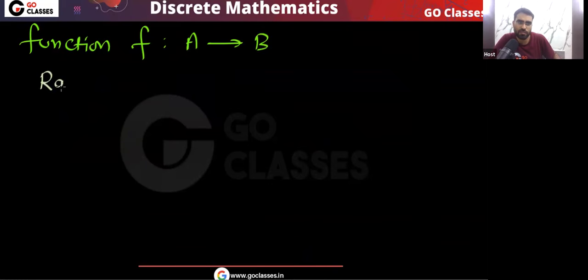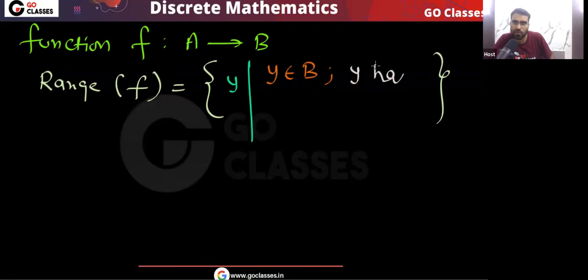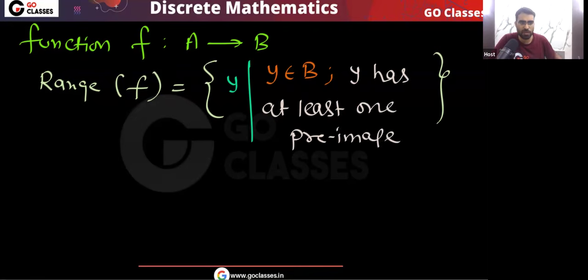So let's write the definition of range. If you have a function f from set A to set B, then what is going to be the range of f? Those elements y of B, where y belongs to codomain, that have at least one pre-image. There is at least one pre-image for y. This is the definition of range.